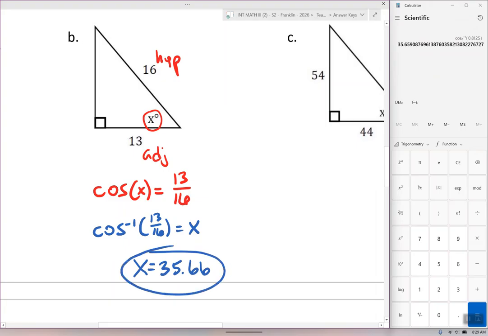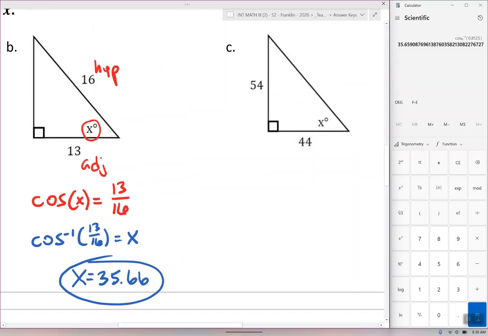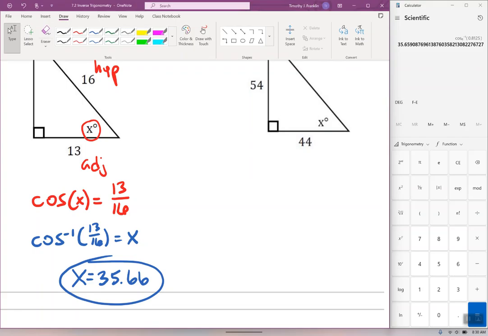And now this works because every right triangle, no matter the side lengths, because they are all in this unit circle, every right triangle has the same ratio using sine or cosine of these side lengths. So that's why we can use this calculator. No matter what the side lengths are, we can use the same function.